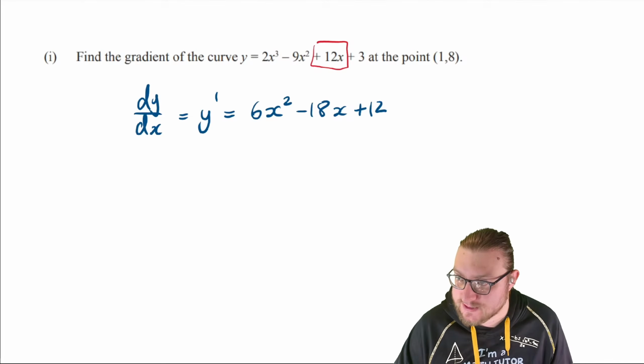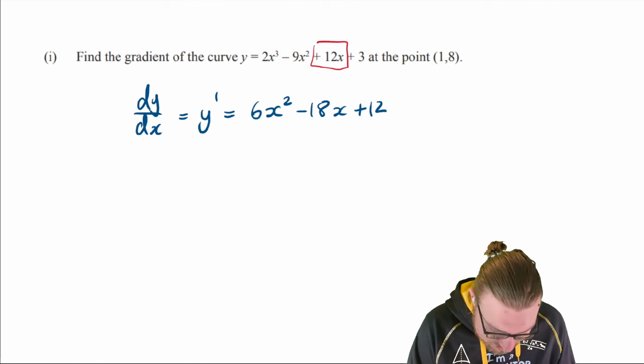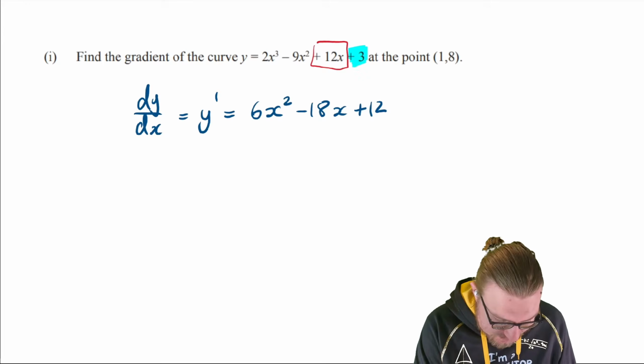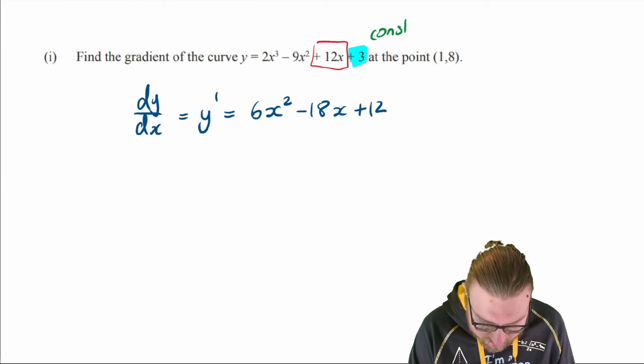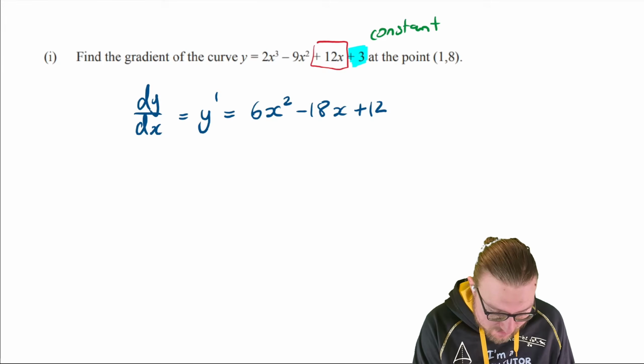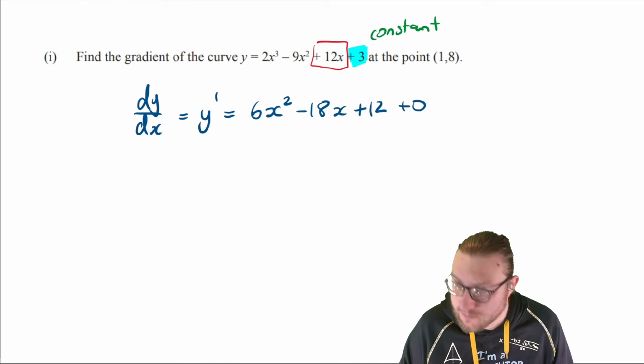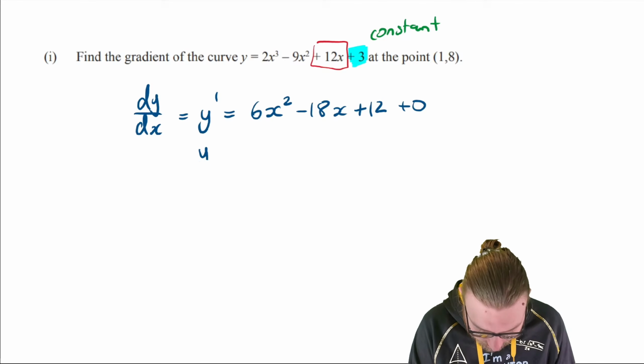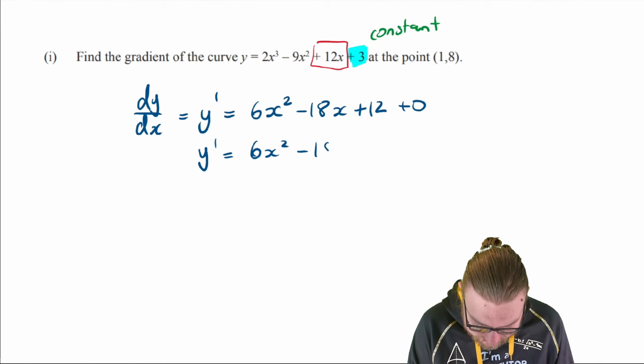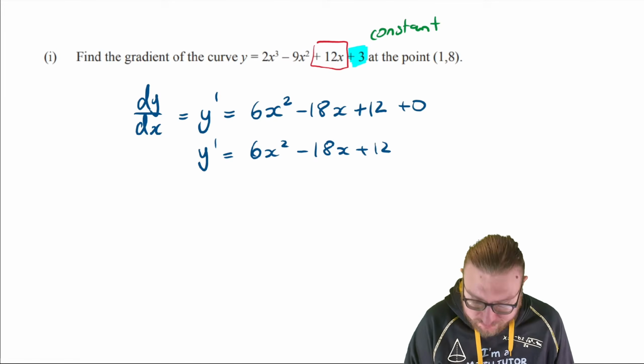So we're going to have plus 12. And in the end, we have a number. Yeah, this is your constant. Remember that whenever you have a number, that disappears. So technically plus 0. And that's already half of the question done. So we have the derivative is 6x squared minus 18x plus 12.